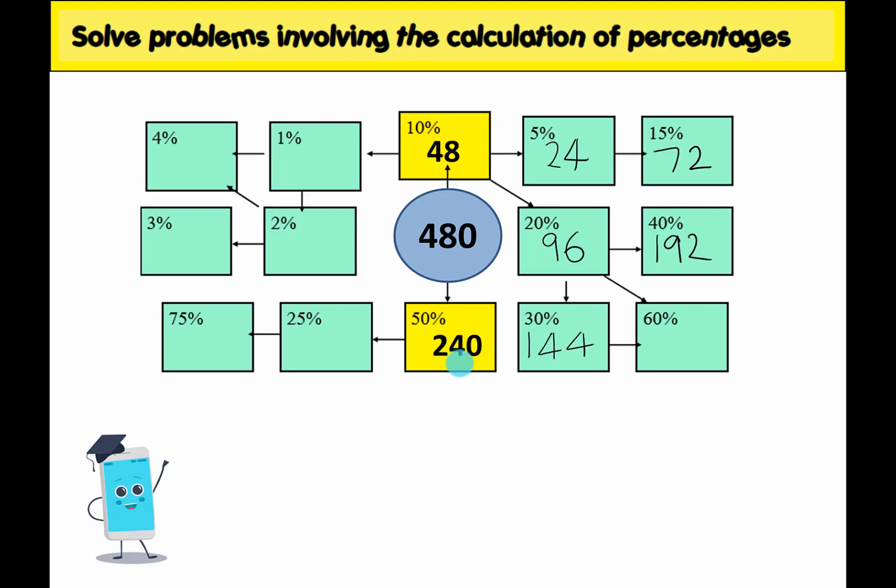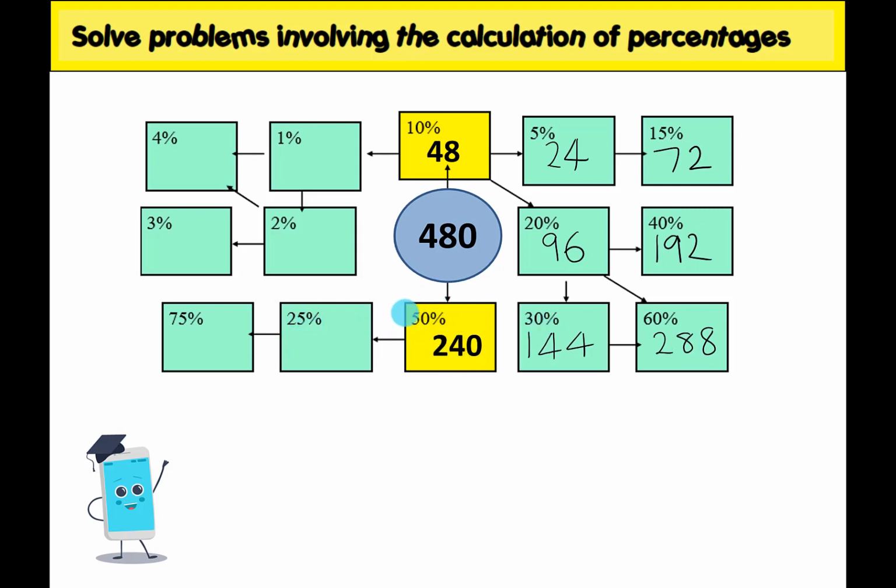So I'm going to add my 50% and my 10%. 240 and 48 makes 288. And I can see that this is double this. Double my 100 is 200, double my 44 is 88. Let's go to this side now.